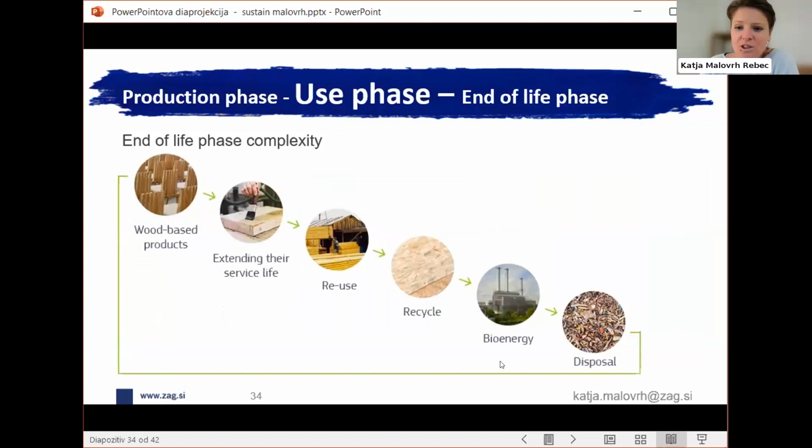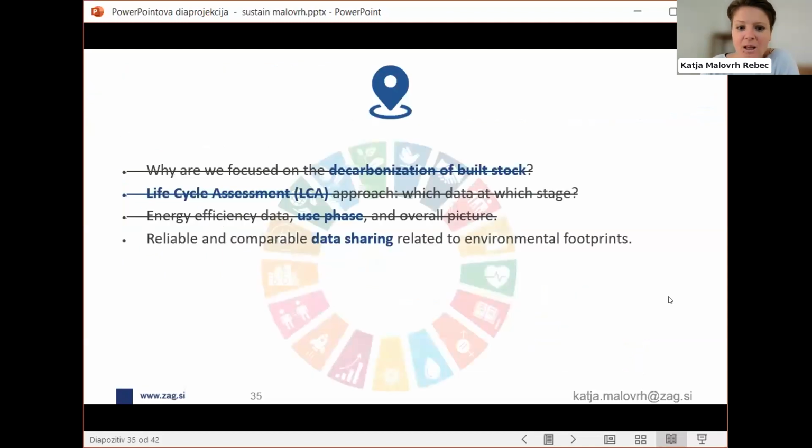So maybe just to mention the end of life phase, there is for sure potential, especially for the building stock, to apply these principles of circularity and to extend service life, to reuse, recycle, and do things before disposal. And those can even be accounted for in the LCA, although it's, again, a complex thing to do.